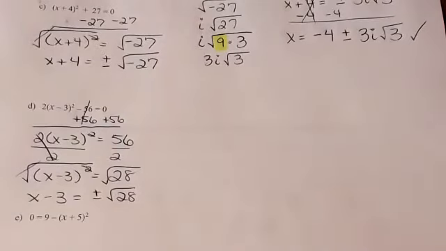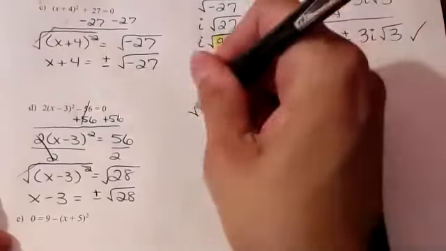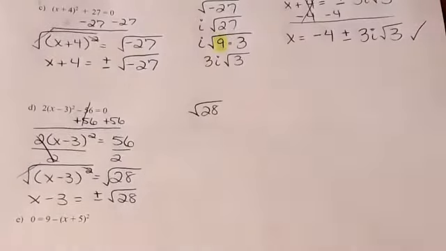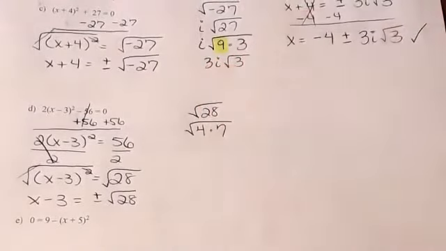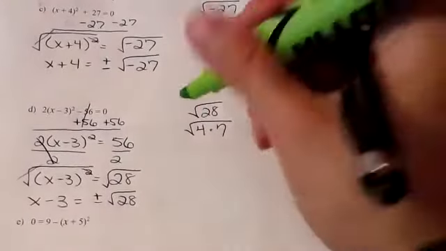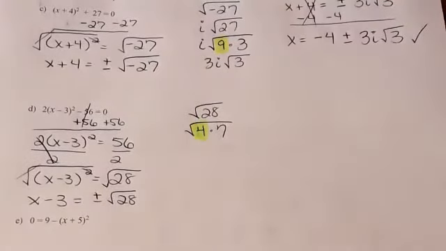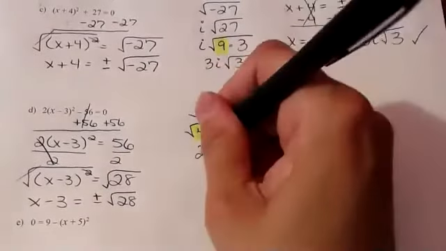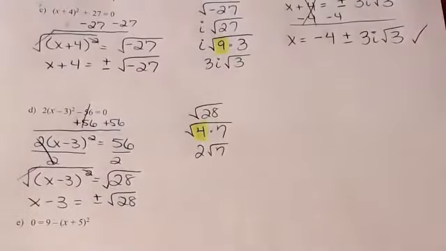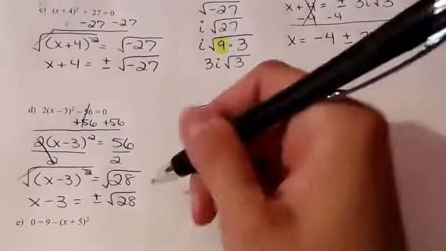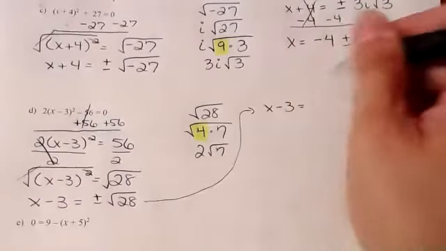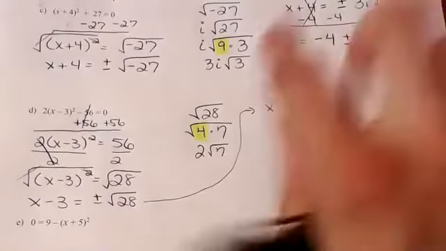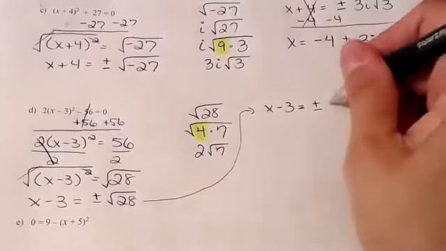Let's go through the same process. Square root of 28, let's break that down. So when we think of 28, I want you to think of, okay, 4 times 7, where 4 is your perfect square. I always like highlighting just to be consistent as we move through. The square root of 4 is 2, and we still have the square root of 7. So now I have here x minus 3 is equal to positive or negative 2 square roots of 7.